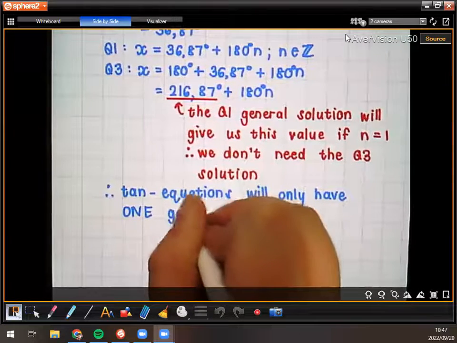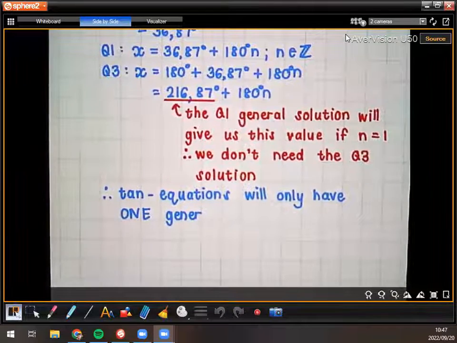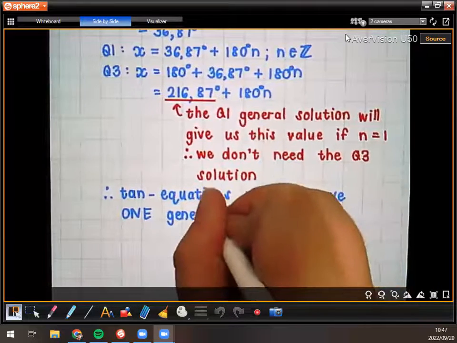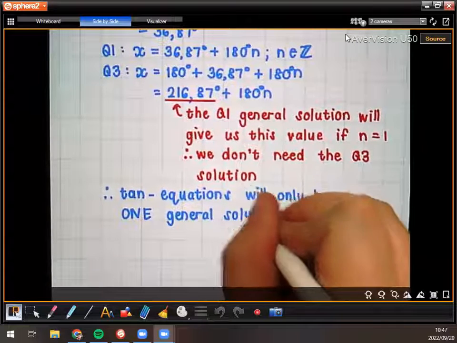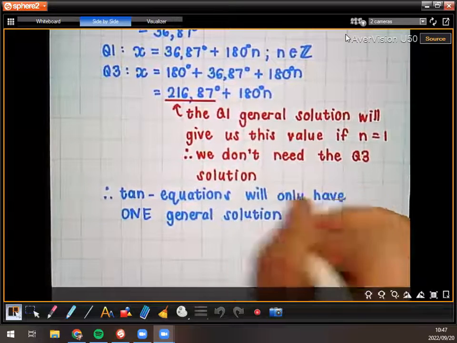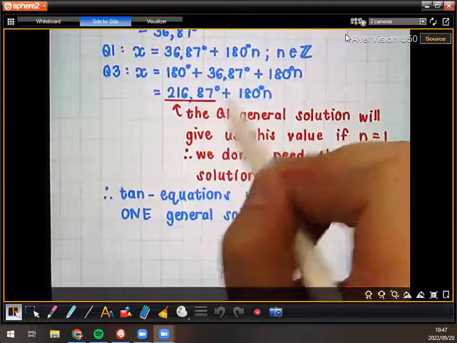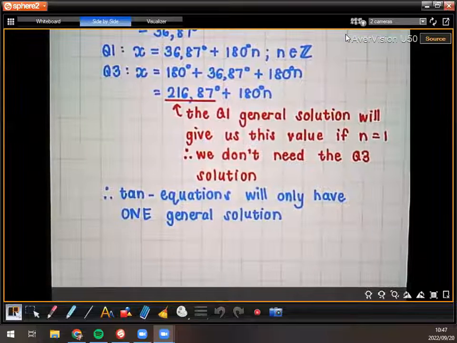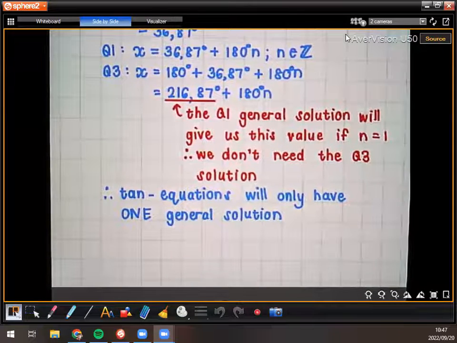Like I said, guys, if you forget this and you do the quadrant 3 solution, it's not wrong. You will not lose a mark for adding that, but you also won't get a mark for adding it. They'll just give a mark for the quadrant 1 solution. That's where they'll stop marking. So you can write this if you forget that you only have to do one. Just take a picture. So we can only ever have one general solution.